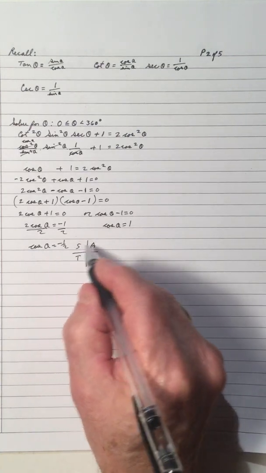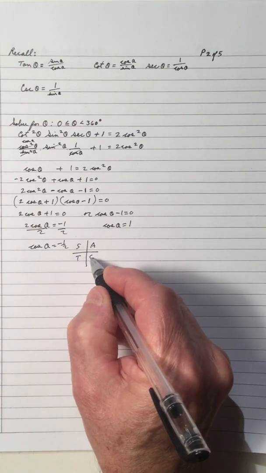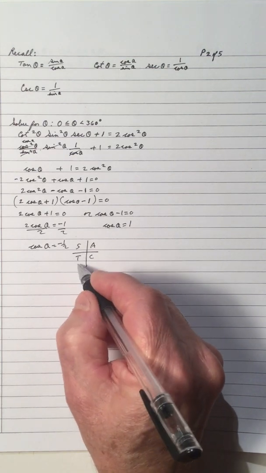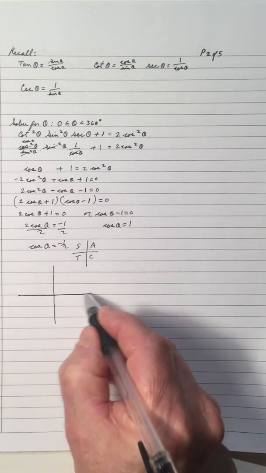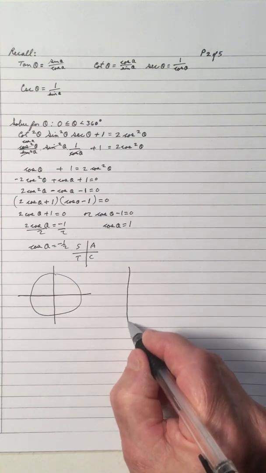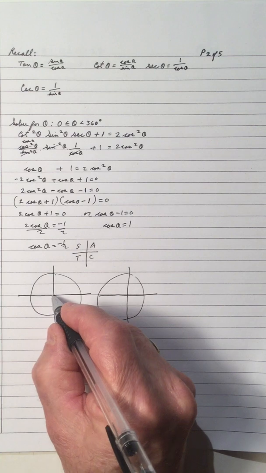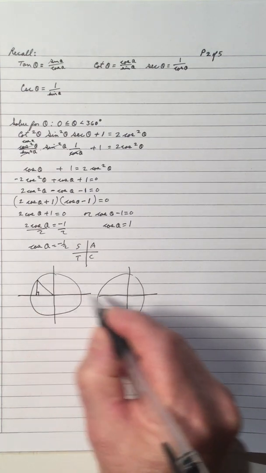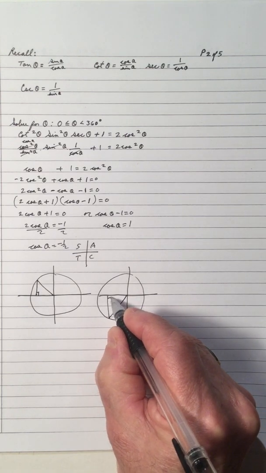Now we have cos theta is negative a half. Cos is the x, so cos or x. Cos is positive in 1 and 4, and negative in 2 and 3. So we'll draw this one in 2, and we'll draw it again in 3. So in quadrant 2, terminal arm perpendicular to the x-axis. Third quadrant, terminal arm perpendicular to the x-axis.